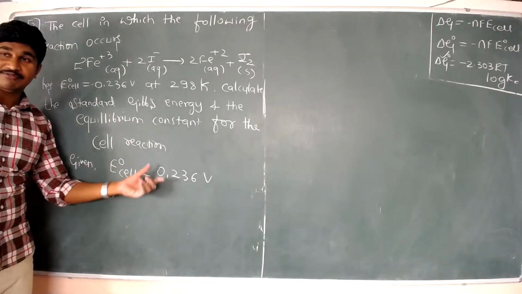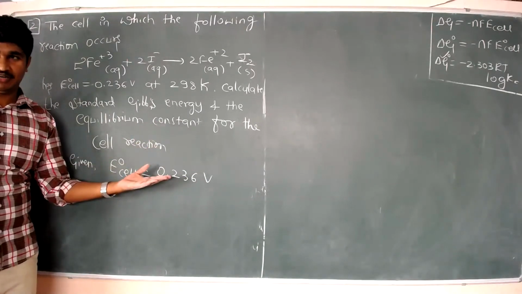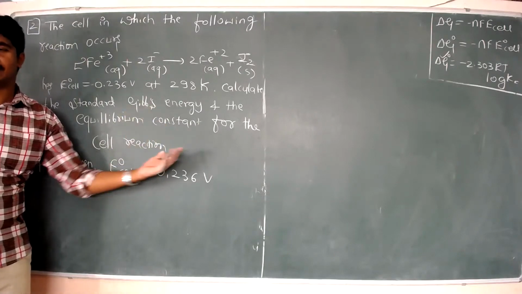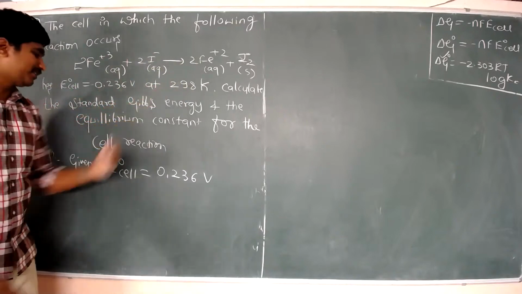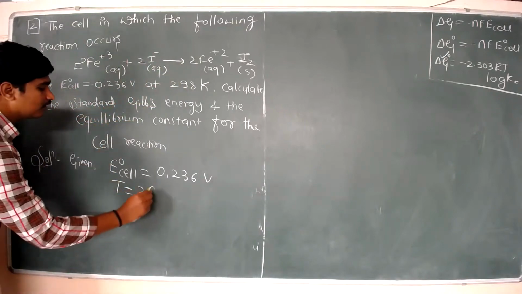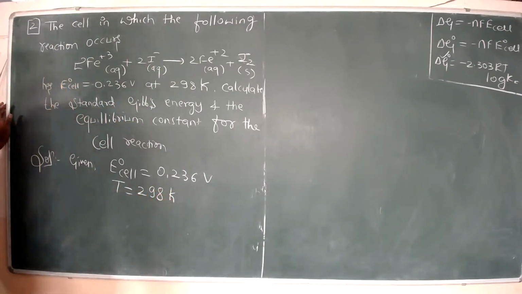Feasible. E naught of cell positive means delta G is negative. Opposite: it is positive, that is negative. The reaction is feasible, meaning this reaction can take place, right? Next, the temperature. What is the temperature? 298 Kelvin. This is the temperature.